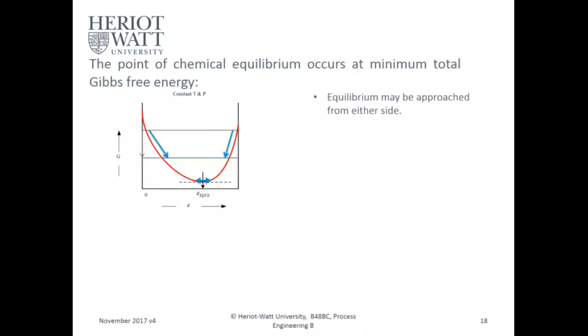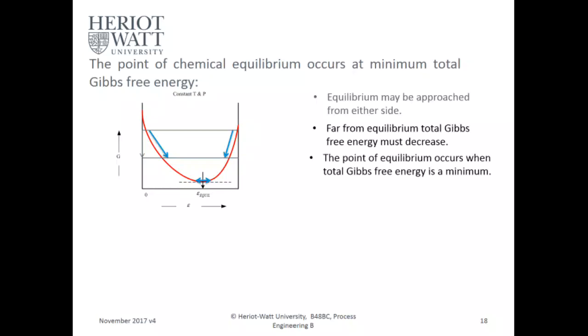Equilibrium may be approached from either side. If it's far from equilibrium, then the total Gibbs free energy must decrease, and the point of equilibrium occurs when total Gibbs free energy is minimized. And epsilon refers to the extent of your reaction.